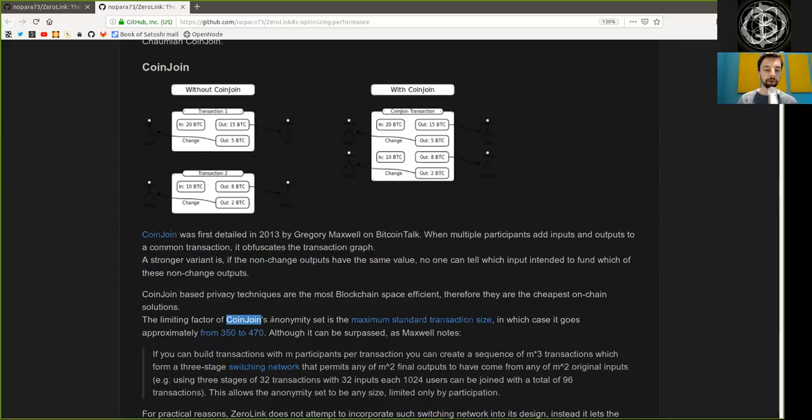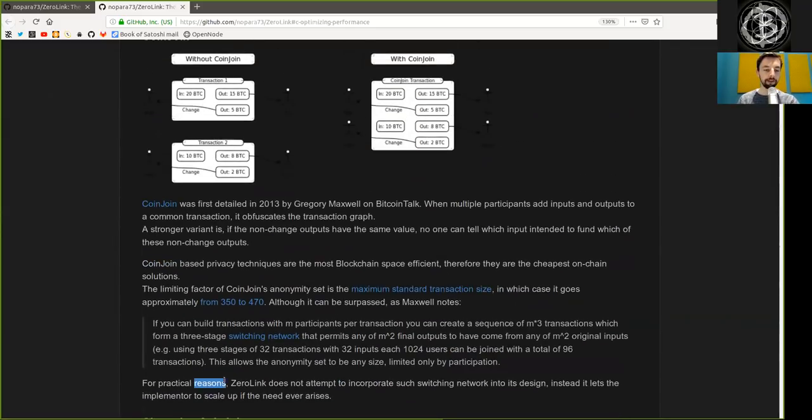The limiting factor of CoinJoin's anonymity set is the maximum standard transaction size, in which case it goes approximately from 350 to 470, although it can be surpassed, as Maxwell wrote. If you can build transactions with m participants per transaction, you can create a sequence of m times 3 transactions, which form a three-stage switching network that permits any of m to the power of 2 final outputs to have come from any of m to the power of 2 original inputs. For example, using three stages of 32 transactions with 32 inputs each, 1,024 users can be joined with a total of 96 transactions. This allows the anonymity set to be any size, limited only by participation.